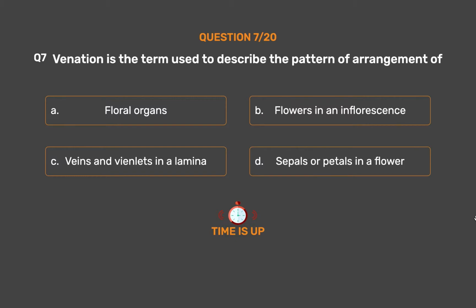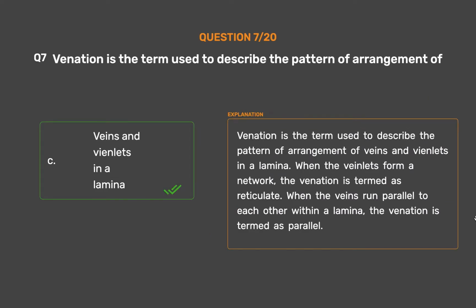The correct answer is Option C. Veins and veinlets in a lamina. Venation is the term used to describe the pattern of arrangement of veins and veinlets in a lamina. When the veinlets form a network, the venation is termed as reticulate. When the veins run parallel to each other within a lamina, the venation is termed as parallel.